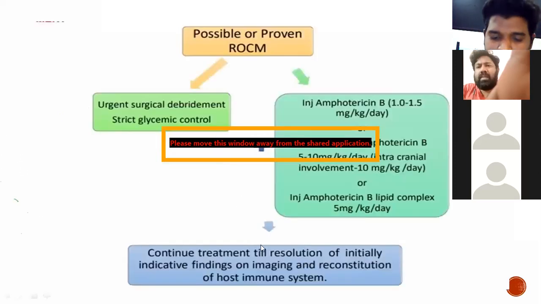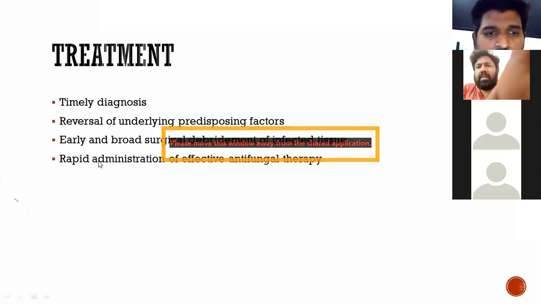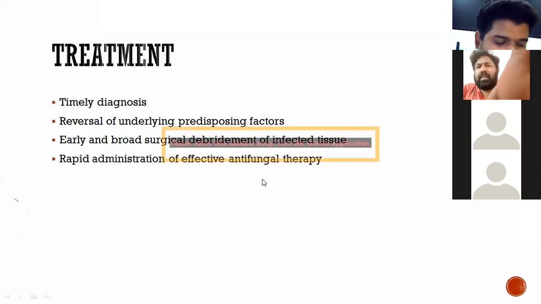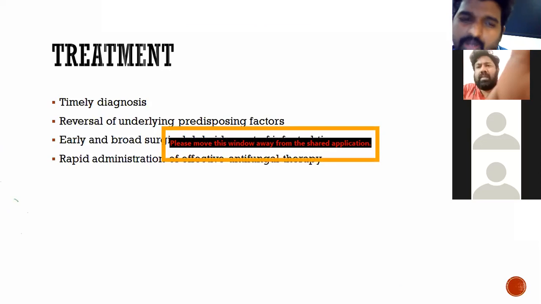Early and broad spectrum antifungal, as I already described, and surgical debridement of infected tissue. Definitely, in invasive mucormycosis surgery plays a major role because that gives a good disease clearance when compared to antifungal therapy. You can ask the question, sir, why not antifungal therapy alone? So, with antifungal therapy, we don't know how much is the viability, how much is the concentration of these antifungal drugs reaching the target site.